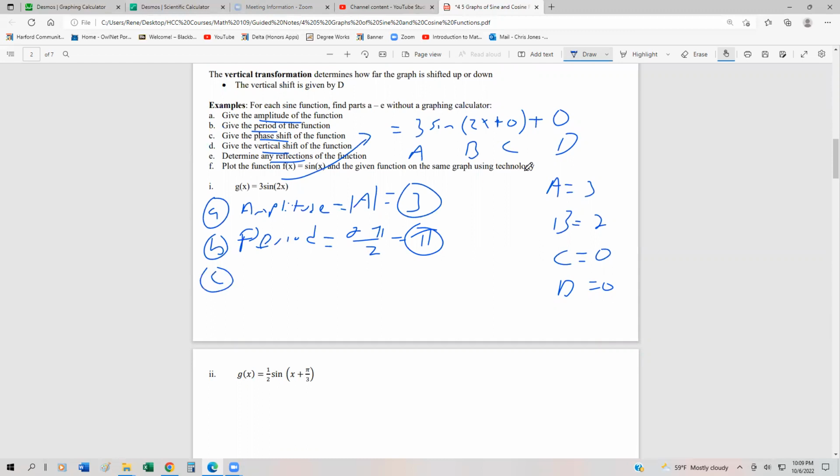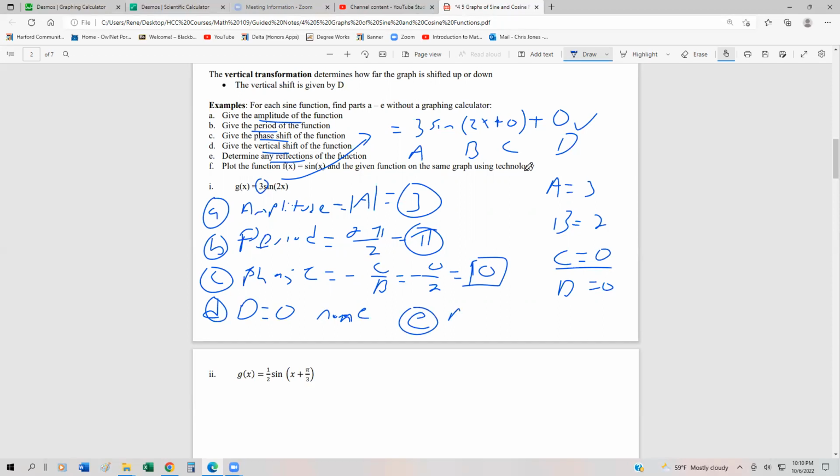The phase shift. Our phase shift is going to be the opposite of C over B. In this case, C is 0, so it's the opposite of 0 over 2, which is 0. Basically, it doesn't shift left or right. Vertical shift, we know that D is equal to 0, so there is none. And then finally, we notice that the 3 doesn't have a negative in front of it. Since A equals 3, which is greater than 0, there is no reflection.